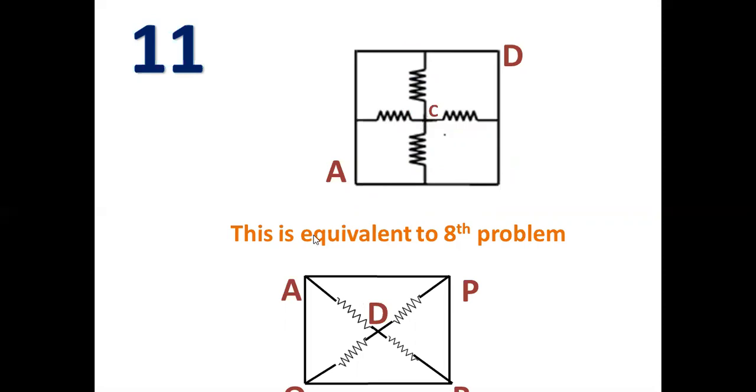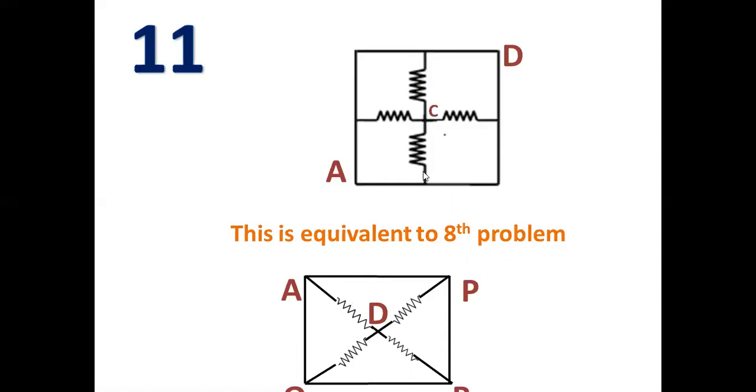Now, can you recall the 8th problem in the previous discussion? That is the same as this one. I have given that problem here. You see here, the circuits are identical. The only thing is, these resistors have been connected at the center of this square instead of corners. That's the only difference.